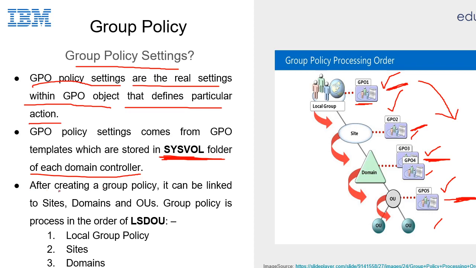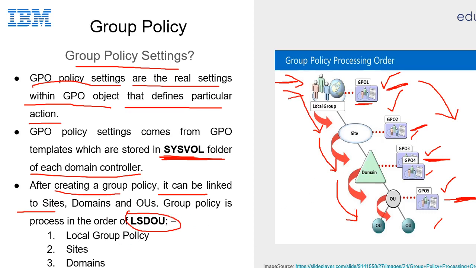And next, after creating a group policy, it can be linked to sites. So first the group policy will be created and that can be linked to sites, then domains, and then organization units. So here group policy is processed in the order of LSDOU. So this is nothing but the order of processing the group policy settings, in this order only.